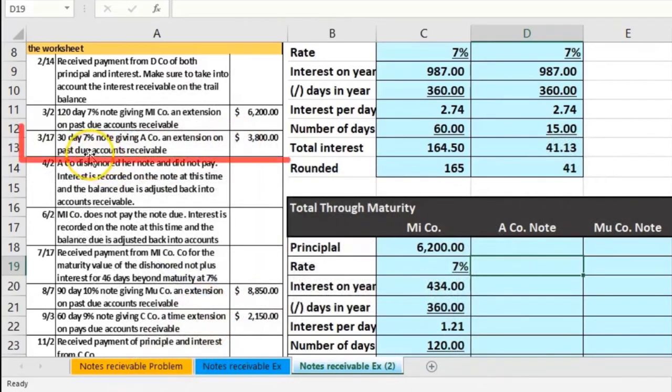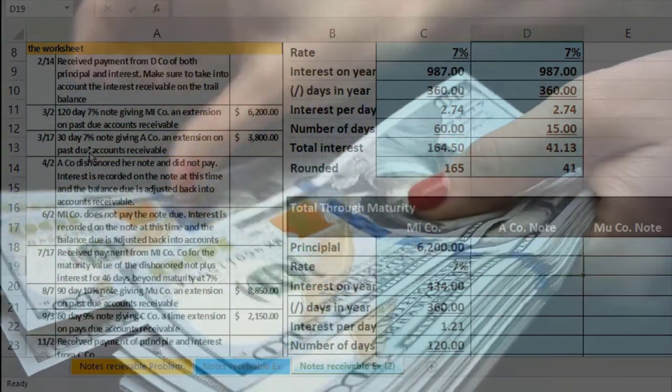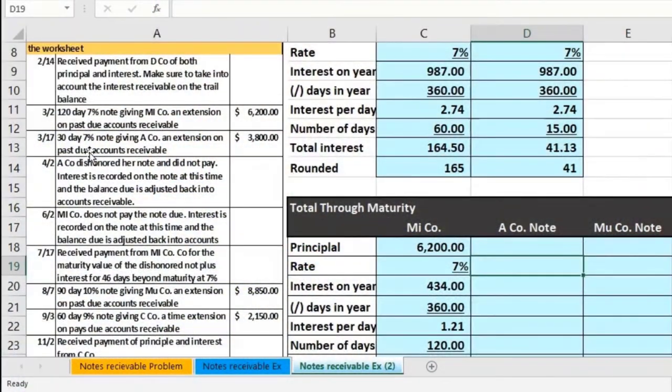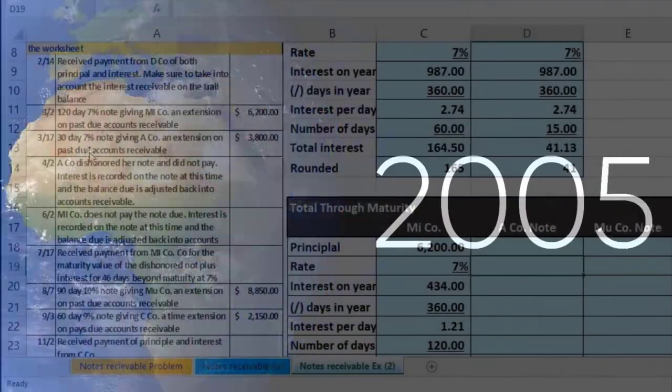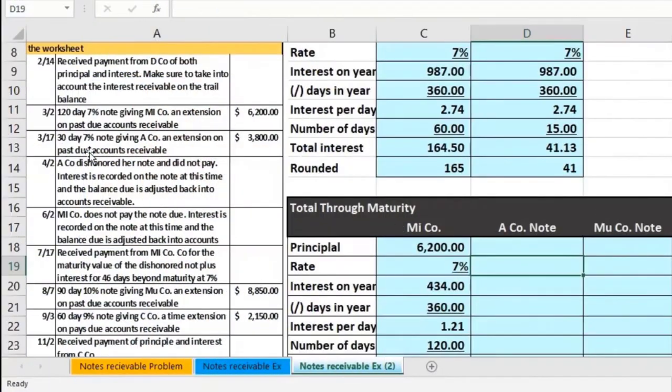What do we do with the interest and the number of days? Why do we have that information? Well, we have that information for when we get the payment to know how much we're going to earn on it, but we don't do anything with it until time passes, because this represents earning revenue over time.